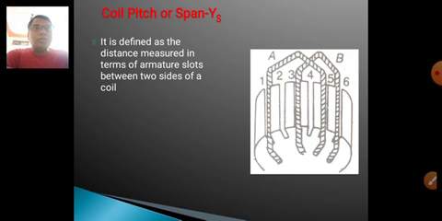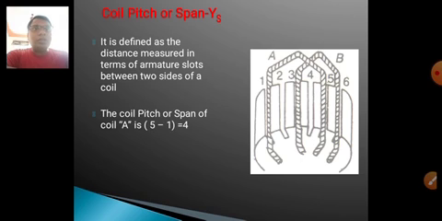Here coil pitch is defined as the distance measured in terms of armature slots between two sides of a coil. For example, the first conductor side is connected in the first slot, and the second side end is connected to the fifth slot. So the difference, 5 minus 1, equals 4, and that is known as the coil pitch. It is defined as the distance measured in terms of armature slots between two sides of a coil.